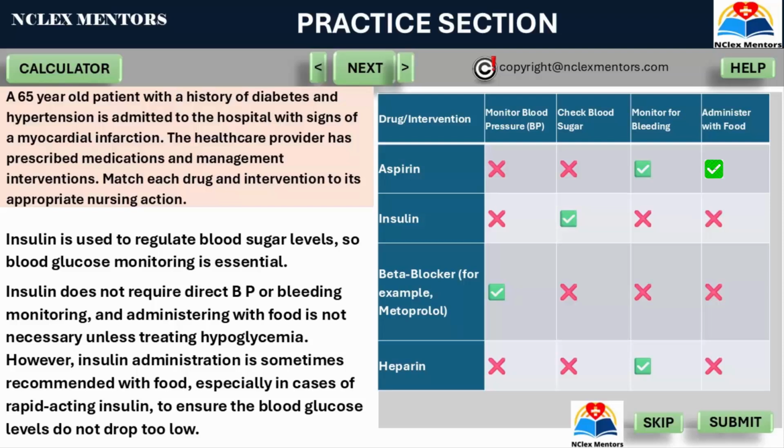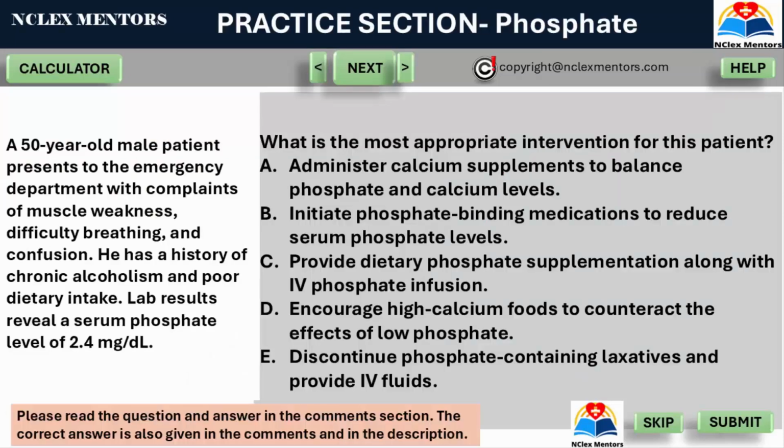Let's see for beta blocker. Monitor blood pressure. Beta blockers lower blood pressure and heart rate, so BP monitoring is required. Beta blockers do not cause bleeding or require monitoring for it. Heparin. Monitor for bleeding. Heparin is an anticoagulant that increases the risk of bleeding. Monitoring for signs of bleeding is critical. Heparin is administered subcutaneously or intravenously and does not require food for administration.